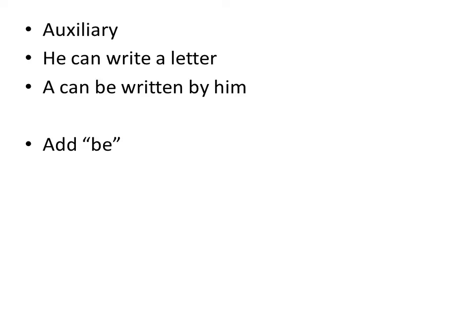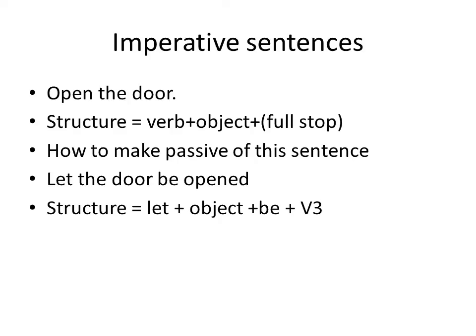We have to just add be if there is an auxiliary form, like can, could, may, might, must, will, like that. These are the auxiliary forms. There are 24 auxiliary verbs. So out of them, for them we can use be to change the sentence from active to passive. So let's see the next slide.